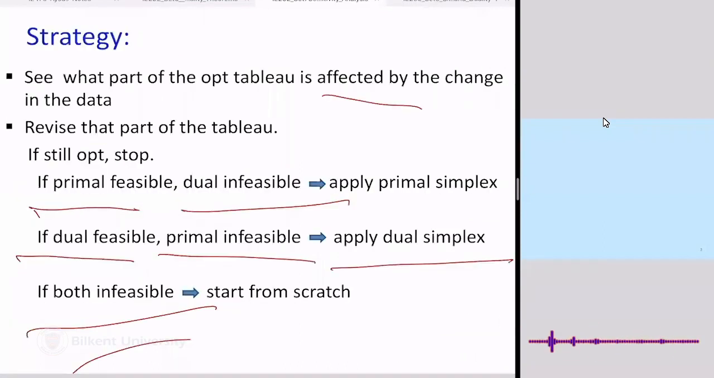So based on the change, if primal feasibility is lost, that means dual is not affected. So we go with the dual simplex method. If the dual feasibility is lost, that means I'm still primal feasible. So I go with the primal simplex method that we already know. If both feasibilities are lost, some changes might do that, in that case the issue is more challenging. The idea is you may start from scratch.